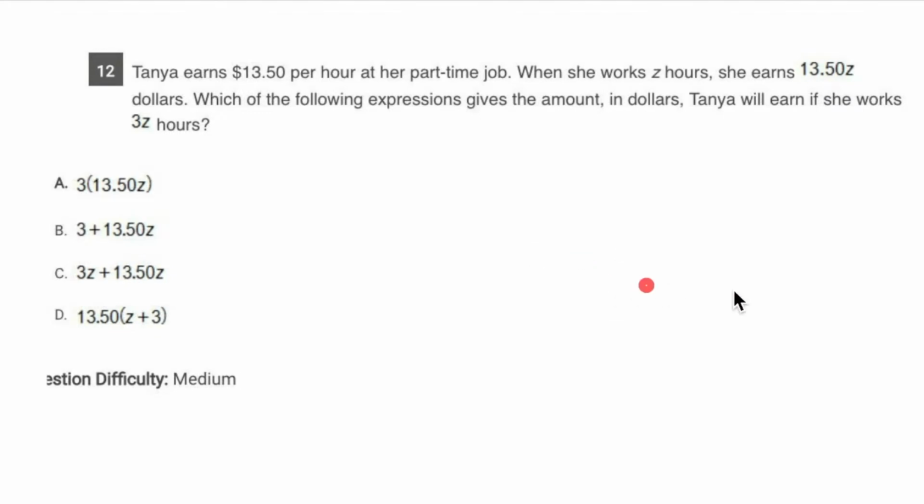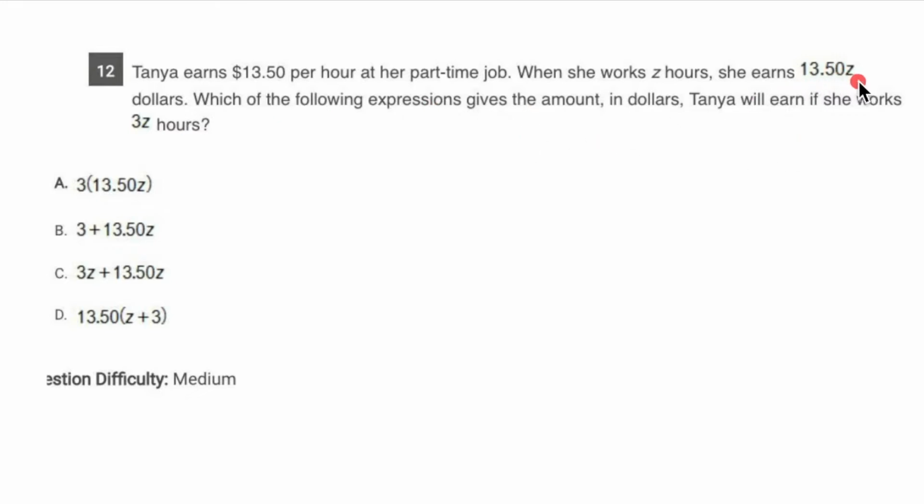All right, so Tanya earns $13.50 per hour at her part-time job. When she works Z hours, she earns $13.50 Z. You just take 1 hour would be $13.50, 2 hours would be $27. Which of the following expressions gives the amount in dollars Tanya will earn if she works 3 Z hours?